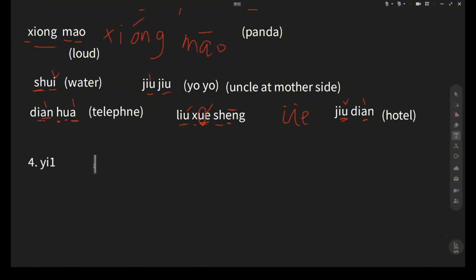This means number 1, okay? And the character is like this. It's just one line, okay? So normally when we count numbers like 1, 2, 3, 4, this one we call the yi sound, okay? Yeah, it's yi. This is its own sound.